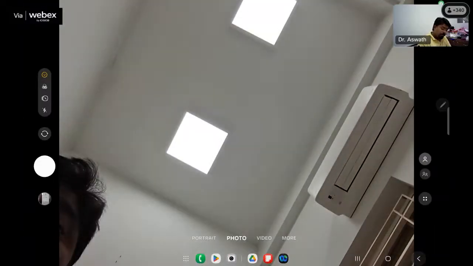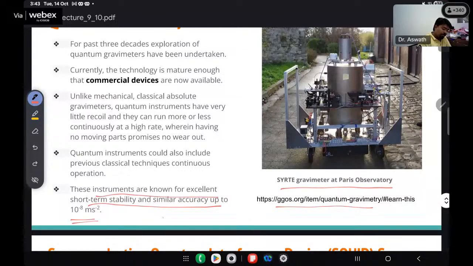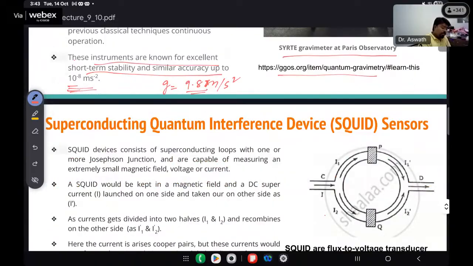You see our acceleration due to gravity, g, is 9.8 meter per second squared. The value is accurate up to 10 to the power of minus 8, that is nearly 9 significant figures. That accurately you can find the gravity using these gravimeters.